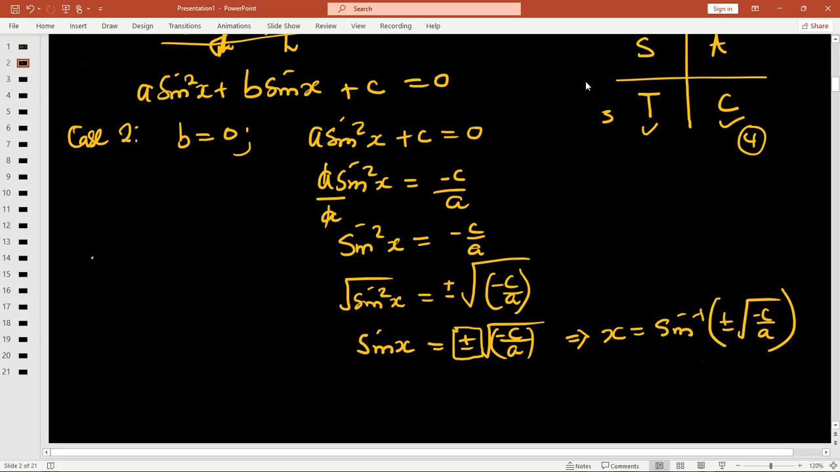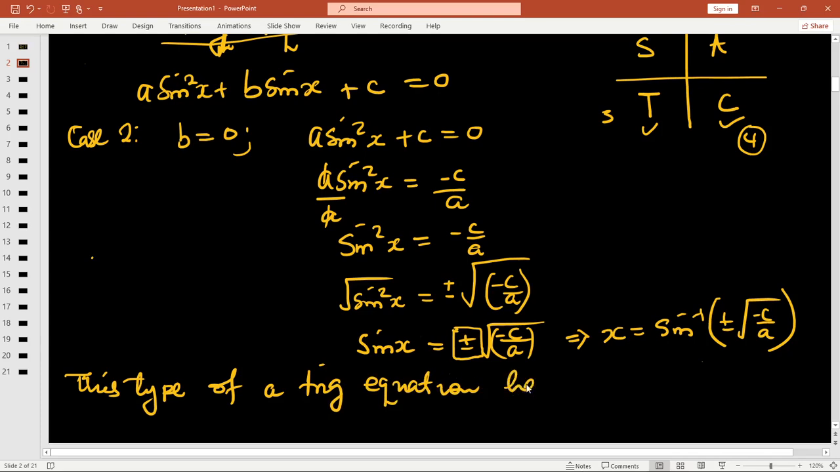Like we said, you have 4 solutions from the first quadrant, second quadrant, third quadrant, and fourth quadrant. So when you meet an equation that has a square here, just say that you're going to have 4 solutions. So you can put a statement here: this type of a trig equation has 4 solutions.